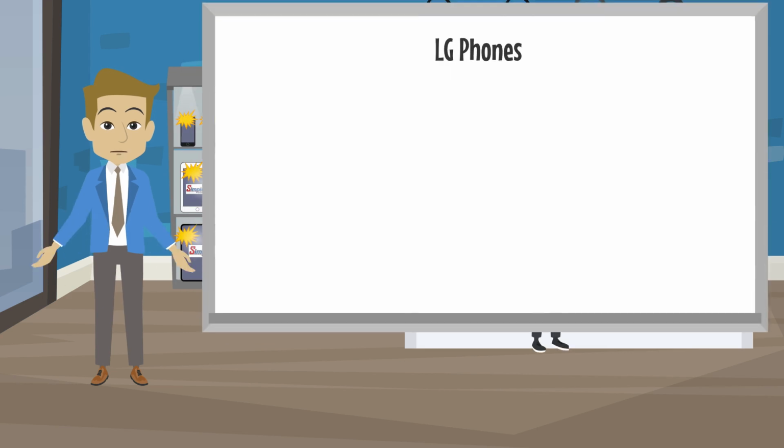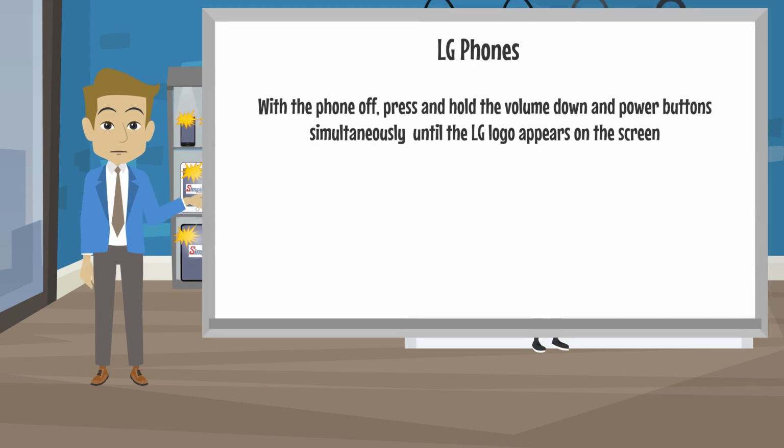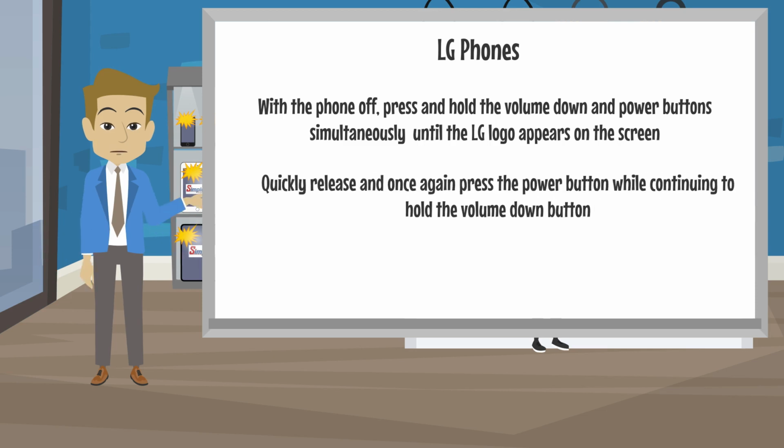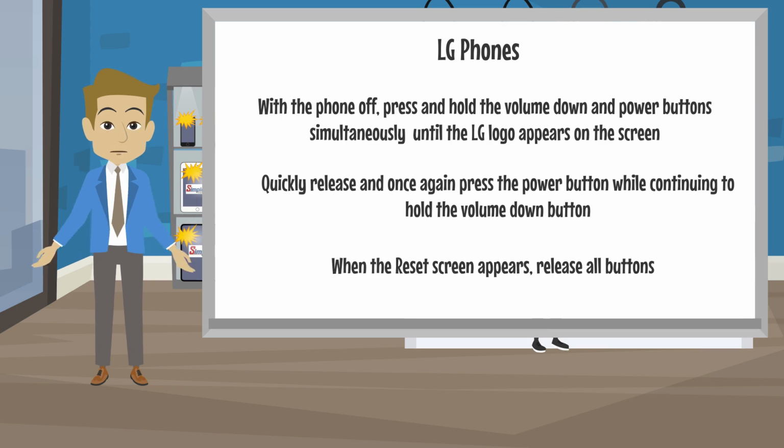For LG phones, with the phone off, press and hold the volume down and power buttons simultaneously until the LG logo appears on the screen. Quickly release and once again press the power button while continuing to hold the volume down button. When the reset screen appears, release all buttons.